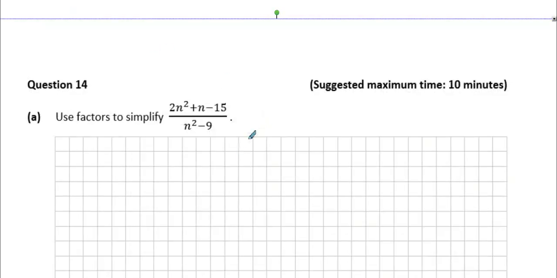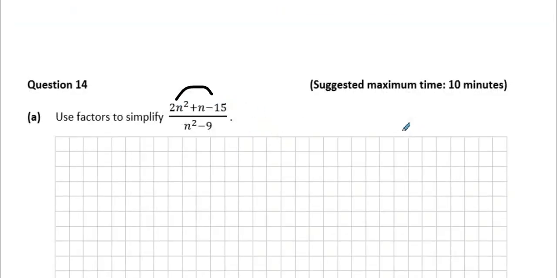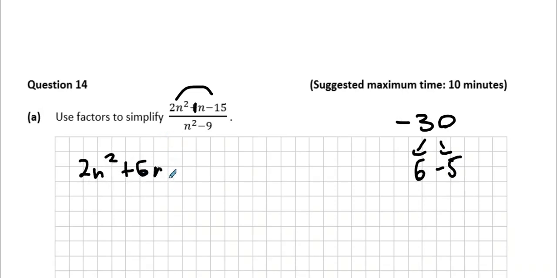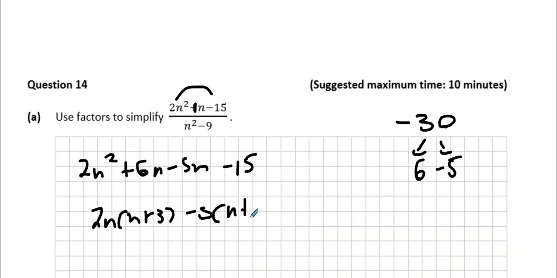Use factors to simplify the following. 2 times minus 15 is minus 30. Two numbers that differ by 1 plus 1. So that's going to be 6 and minus 5. So it's going to be 2n squared plus 6n minus 5n minus 15. Factorize that, I get 2n into n plus 3 minus 5 into n plus 3. I'm going to get 2n minus 5 bracket n plus 3.